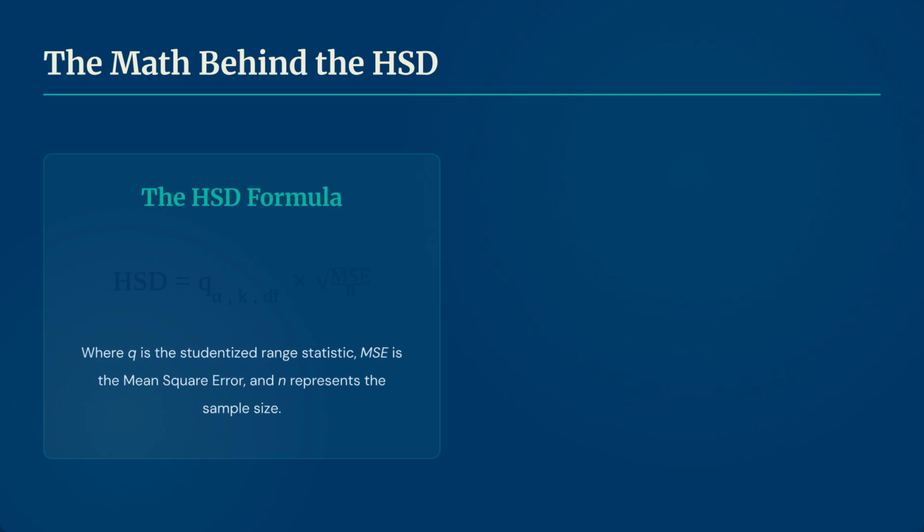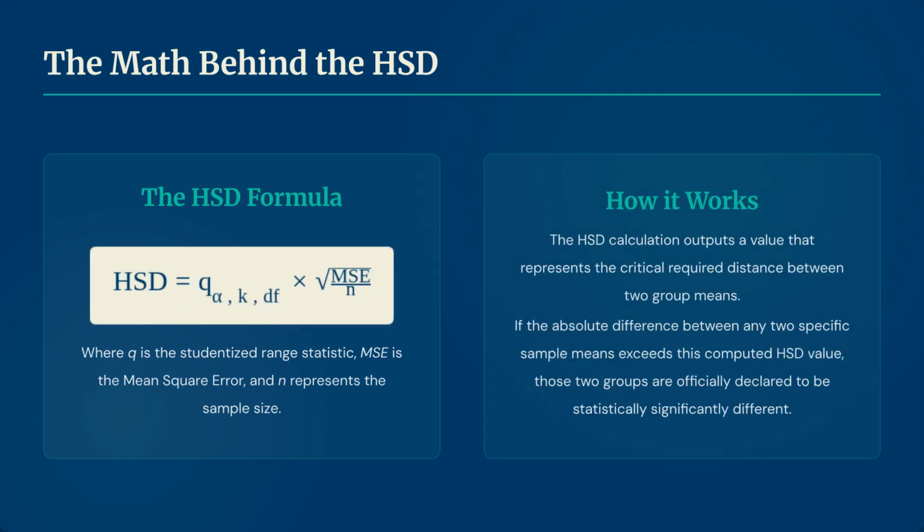The HSD formula uses the studentized range statistic, mean square error, and sample size to output a critical distance. If the absolute difference between any two sample means exceeds this HSD value, those groups are statistically significantly different.